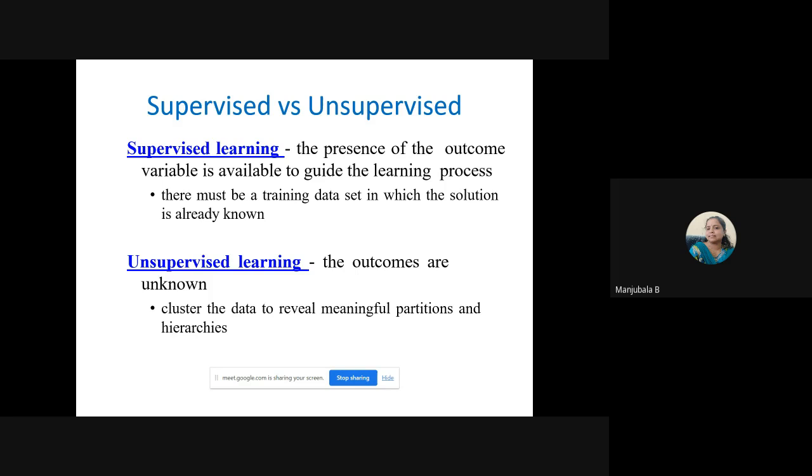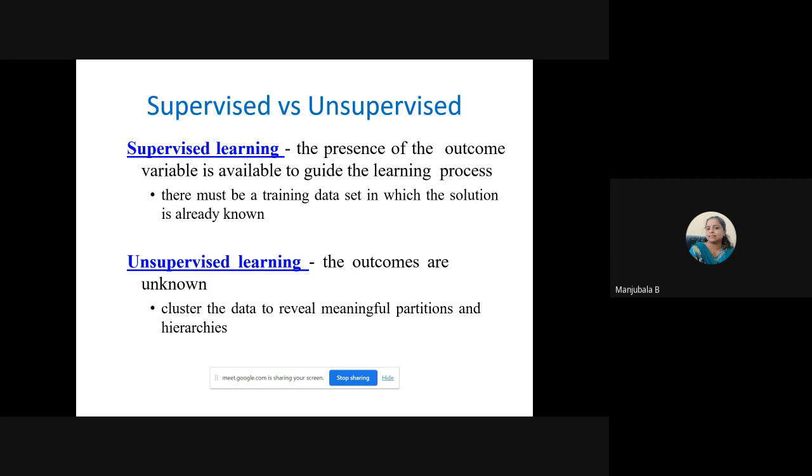For every input, some attributes will be there and the label attached to this input will be given. So there must be a training data set in which the solution is already known, and we have to train the model. Then we have to test on a portion of the data to check the performance of the model.